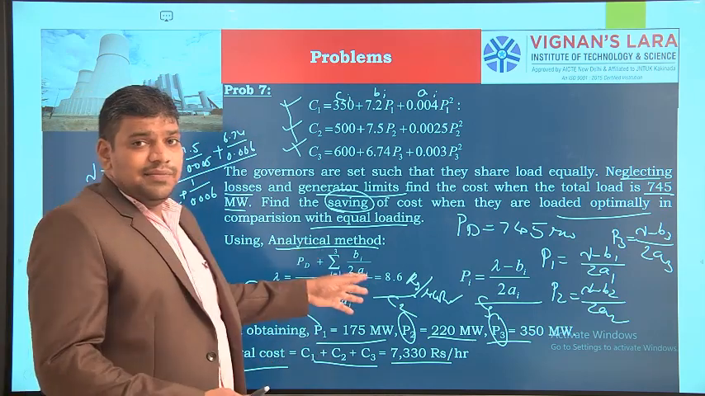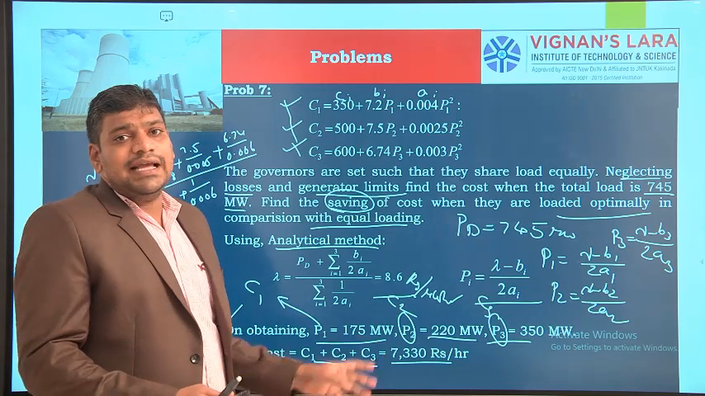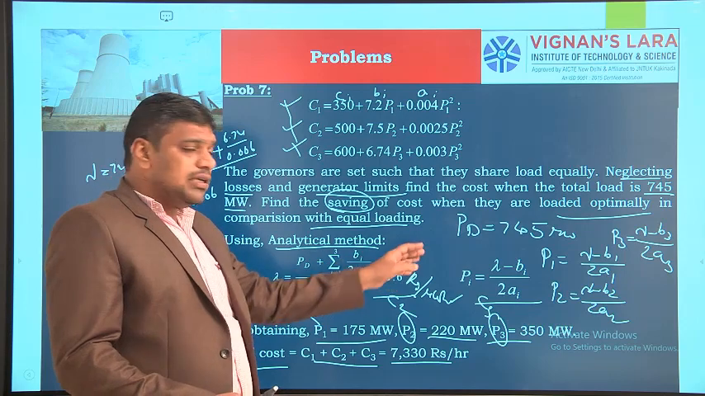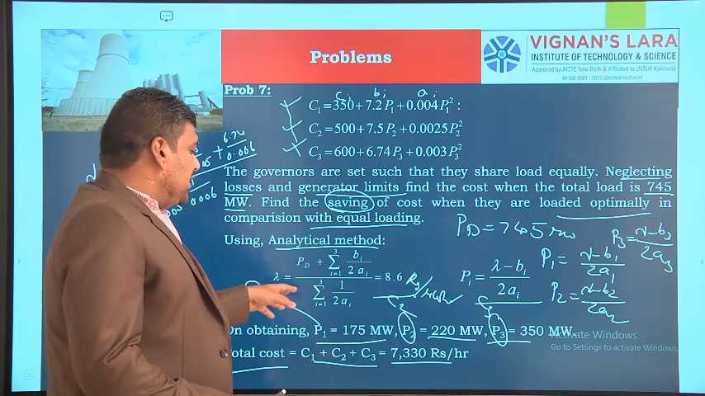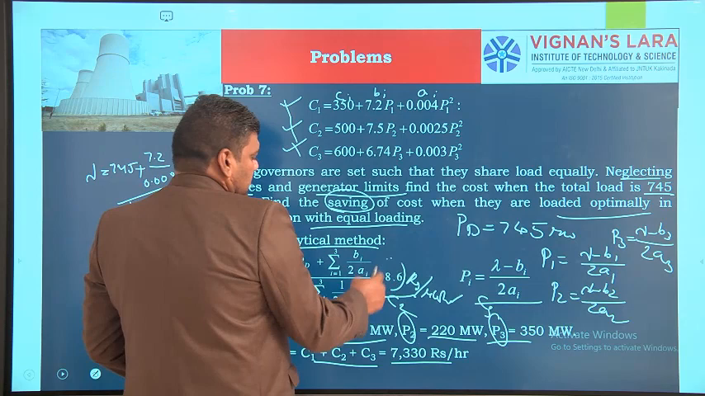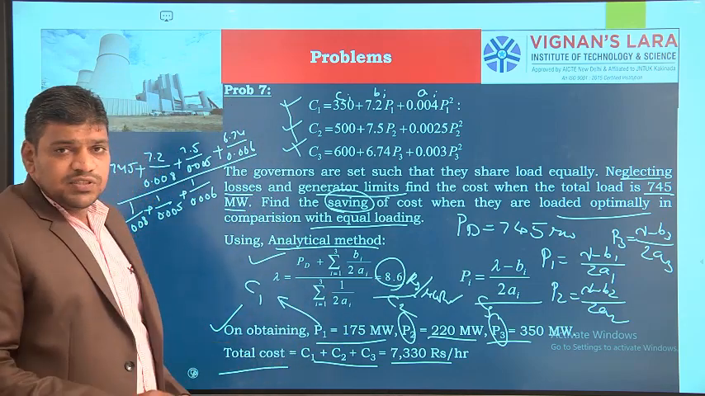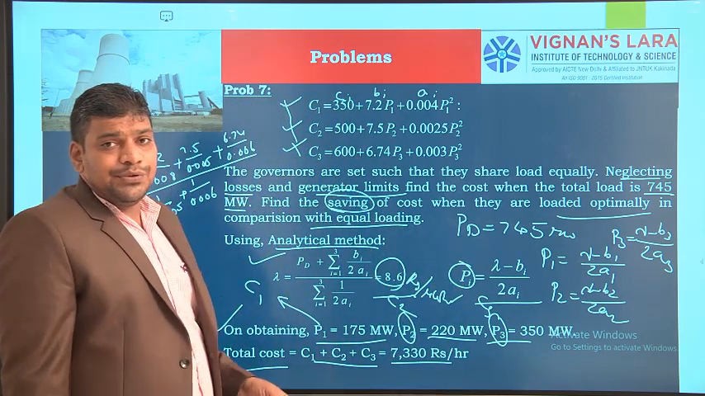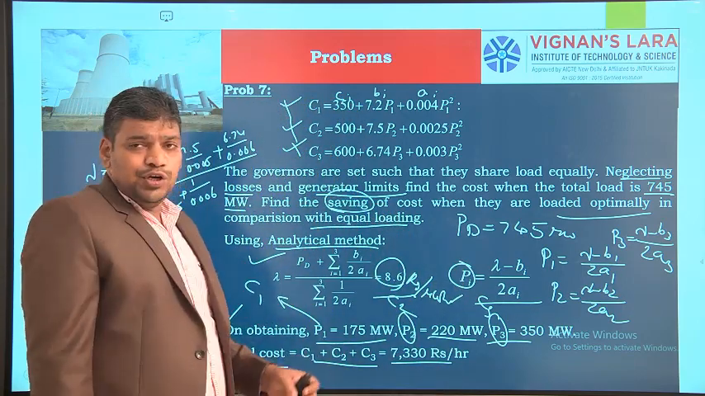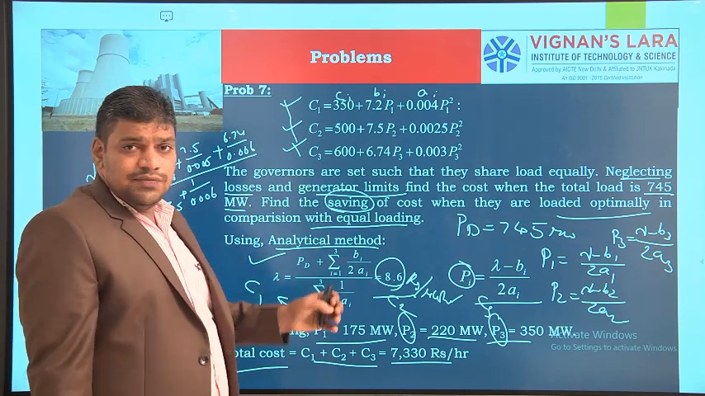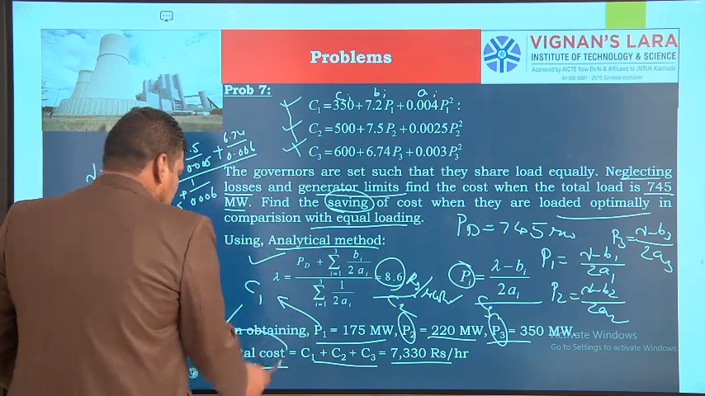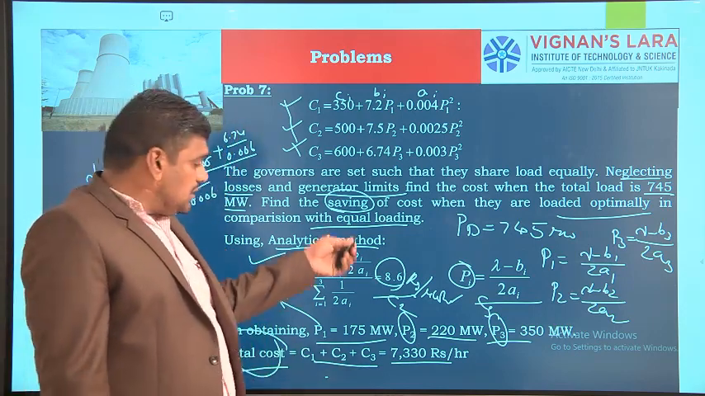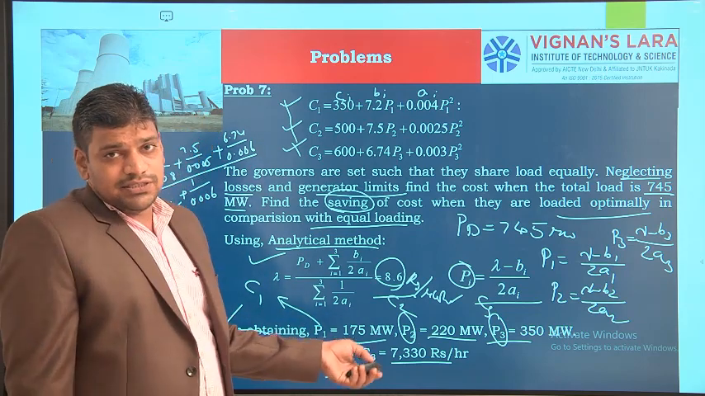So by using the analytical method, we perform the economic dispatch by making use of the formulas for lambda and PI. In the first step, you obtain the lambda value, which is 8.6. After obtaining lambda, calculate the power values P1, P2, P3. With these values of P1, P2, P3, substitute in C1, C2, C3 respectively and you will get the total cost as C1 plus C2 plus C3. So this is the cost obtained for the economic dispatch.